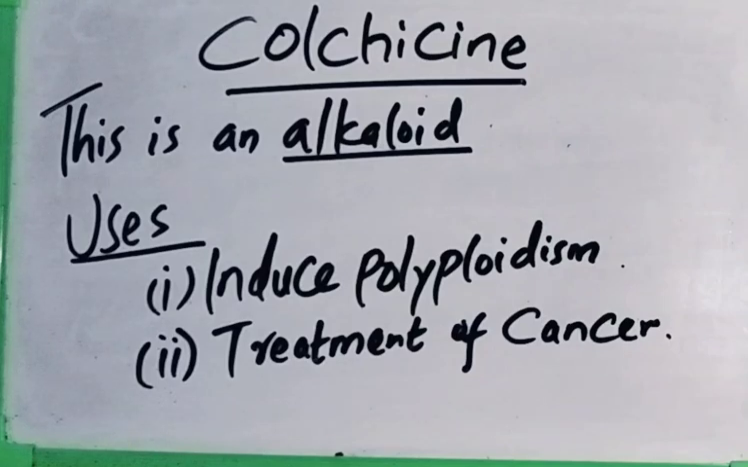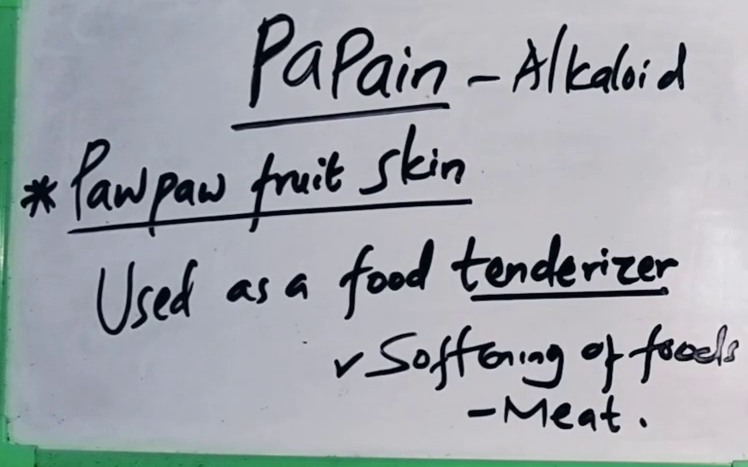Papain. Papain is also an alkaloid just like colchicine, and it is gotten from the pawpaw fruit skin, the outer covering of the pawpaw fruit. It is used as a food tenderizer. That is to say, softening of some foods, for example, meat. So papain is used as a food tenderizer.